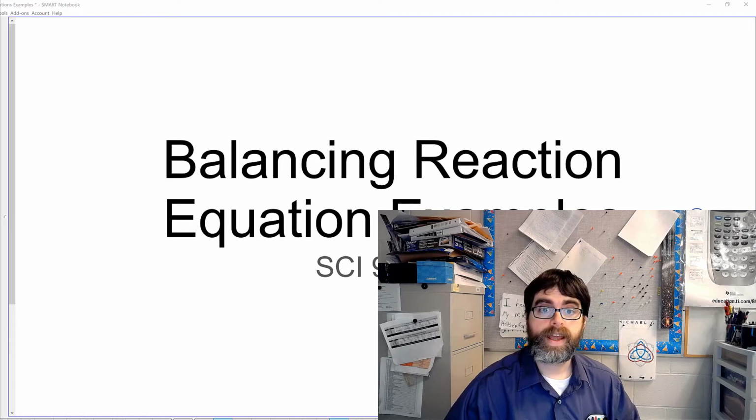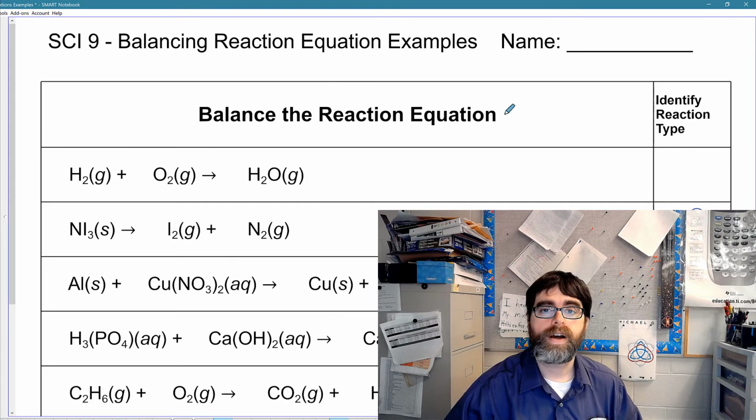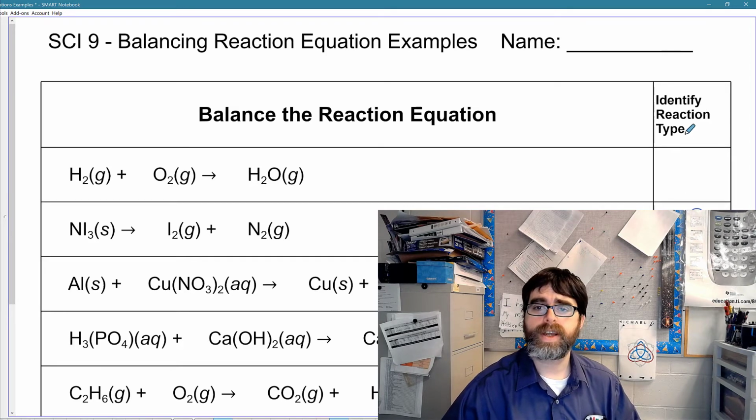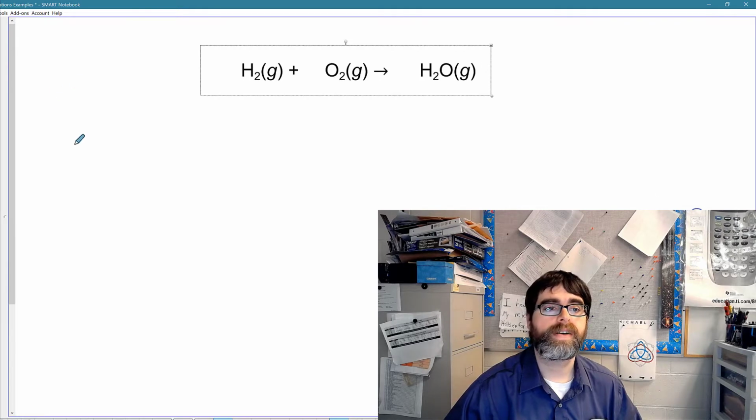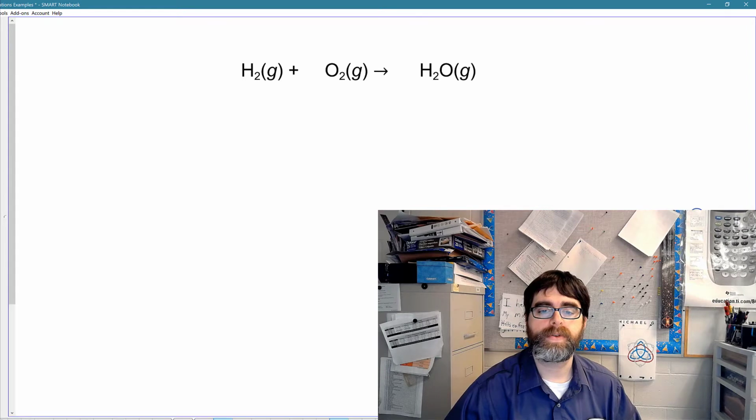We're going to be looking at how to balance reaction equations, and you should have these examples here to follow along with on your own already. I'll be doing one of these per slide, and I included over here a place for you to write the reaction type, but I'm going to just do it kind of loose and free on the screen here. We're going to go through how to identify a reaction as well as how to balance it.